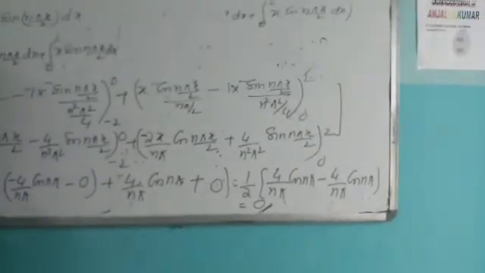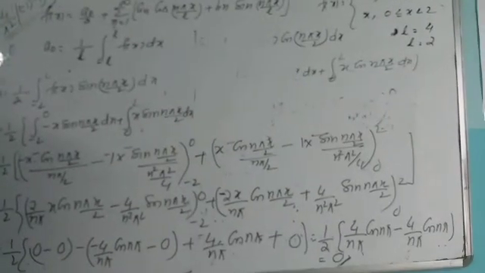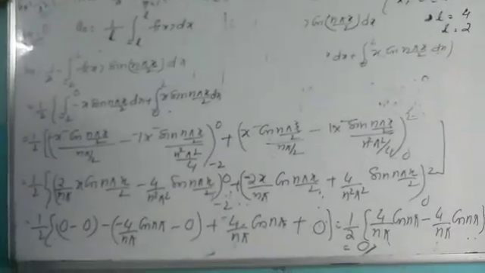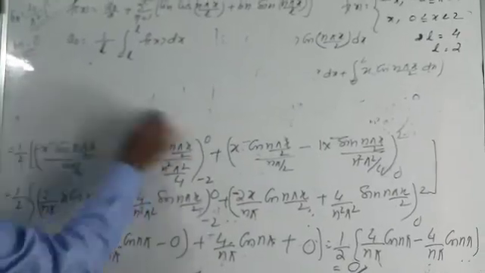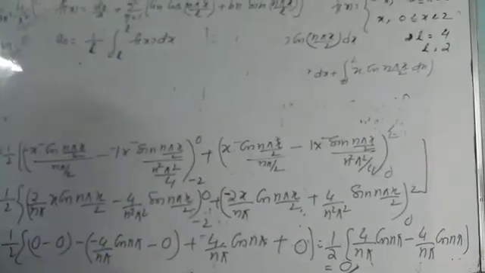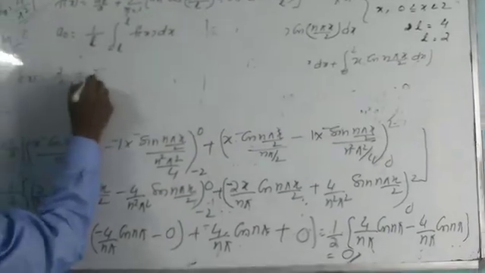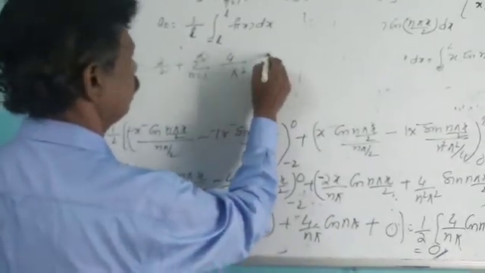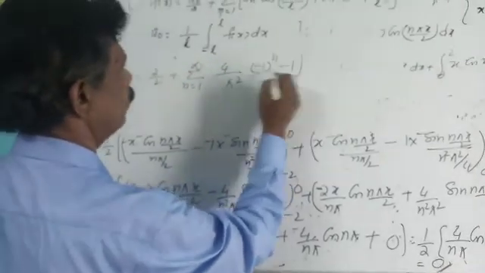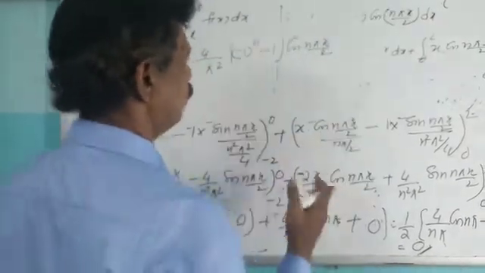So a0 equal to 2, an equal to 4 by π² into ((−1)ⁿ − 1), and bn is equal to 0. Now we have to apply these values in this equation, that is f(x) equal to a0 by 2 plus sigma n equal to 1 to infinity of an cos(nπx/L), where L means 2, and bn is equal to 0. We can delete that term.